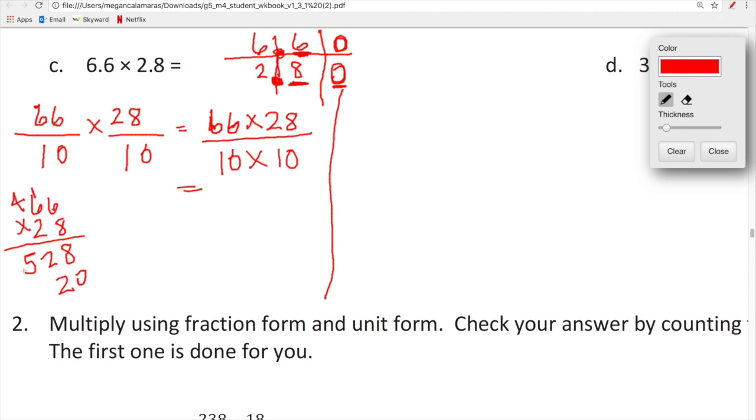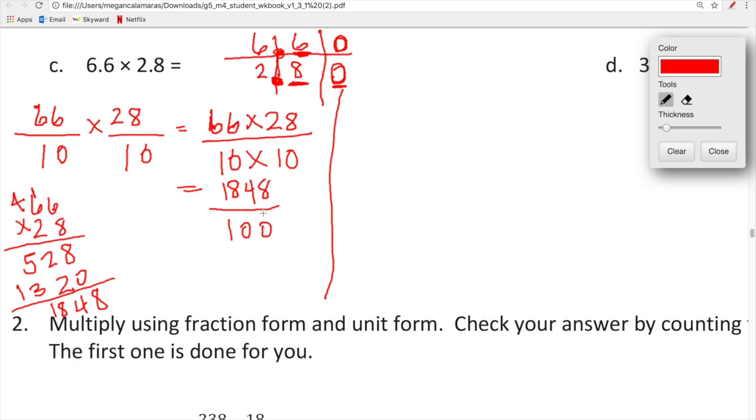2 times 6 is 12, awesome. And then 2 times 6 is 12 again. Here, plus 1 is 13. 8 plus 0 is 8. Then we have a 4 and an 8 and a 1. Wow, that's a gigantic numerator. 1, 8, 4, 8 is our numerator. And then 10 times 10, thank goodness we can do that pretty easily, is 100. So now we have 1,848 over 100.